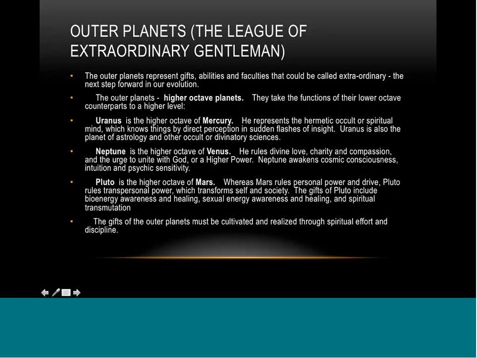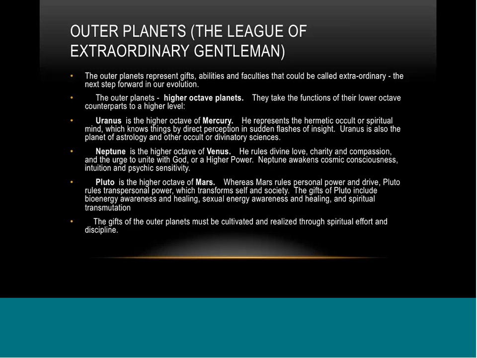Let's talk about what these planets represent. The outer planets represent gifts, abilities and faculties that we call extraordinary, which are the next step forward in our evolution. They're like higher octave planets. They're taking the other planets to a higher level. So each one of these outer planets has a relationship to an ordinary planet within the system of seven, but it's actually a higher octave of it.